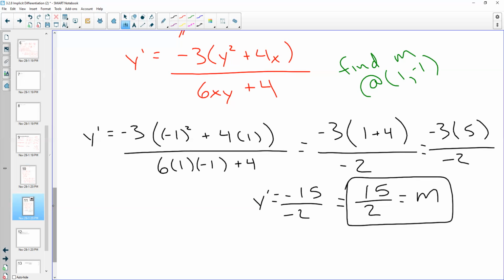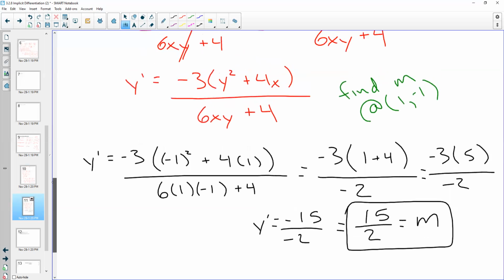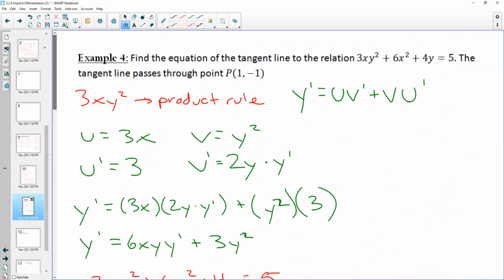Sure. I got lost at the start. Why did we do the product rule at the beginning? Okay, yep, good question. So for 3xy squared, because we're multiplying these two variables, we can't just take the power rule of it because we have a u and a v. So we need to differentiate this using the product rule because they're being multiplied together, right?